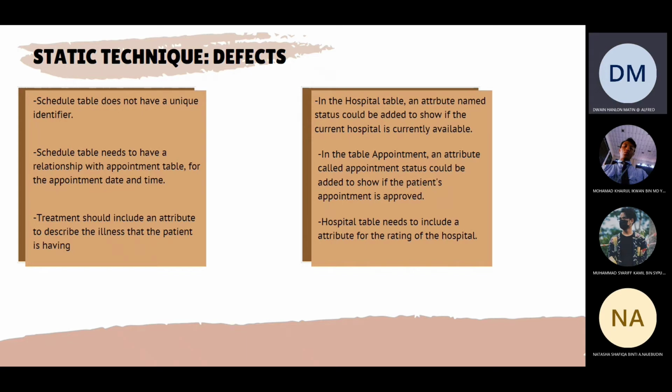Lastly, in the hospital table, they need to include an attribute for the rating of the hospital. This rating of the hospital is important to let the users of the app know if the service of the hospital is good enough or if it is bad enough. This will save a lot of time for the users of the hospital if they want to find a quality hospital. So after the defects, we will then talk about the solutions to each one of these defects. So next slide, please.